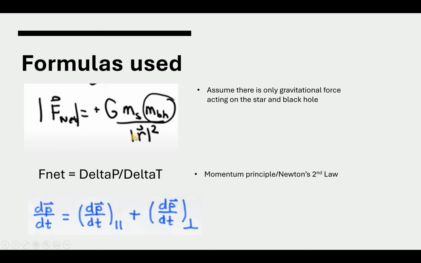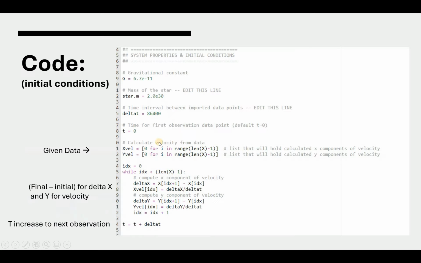So I use three equations: the gravitational force equation, the momentum principle, F net equals delta P over delta T, and then I split this into parallel and perpendicular components.